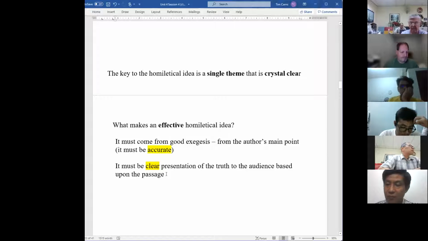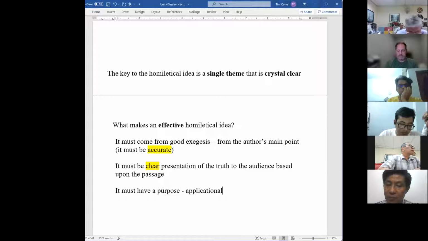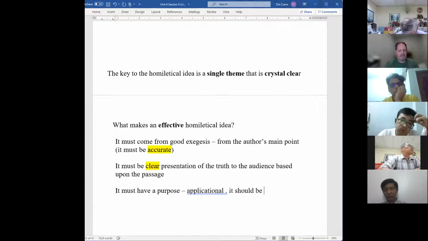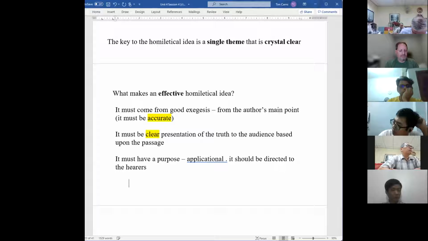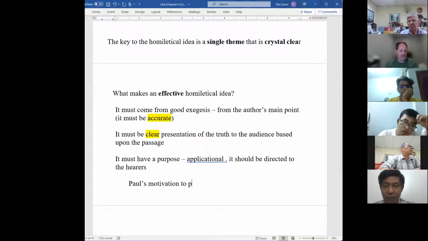Anybody? It has a purpose. Must have a purpose. So basically you mean applicational, is that what you're saying? Yes. Yeah, we could say it this way, it should be directed to the hearers. So instead of, for example, saying something like Paul's motivation to missions, it should be your motivation to missions.